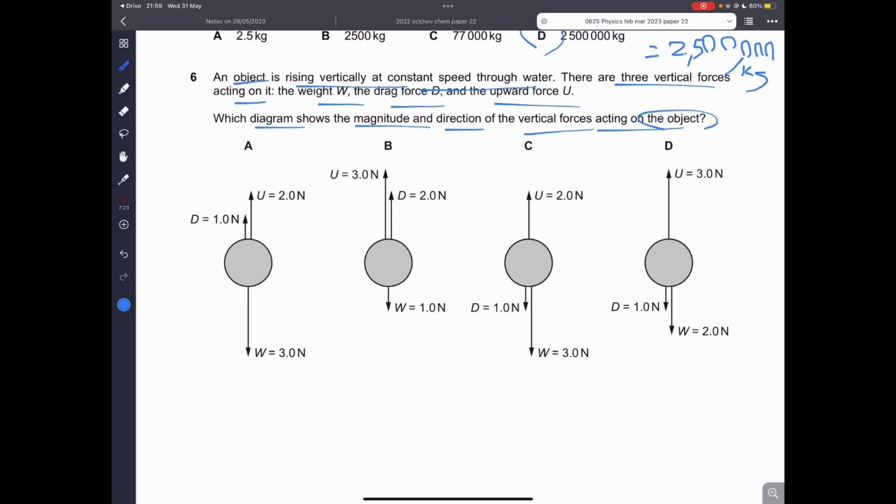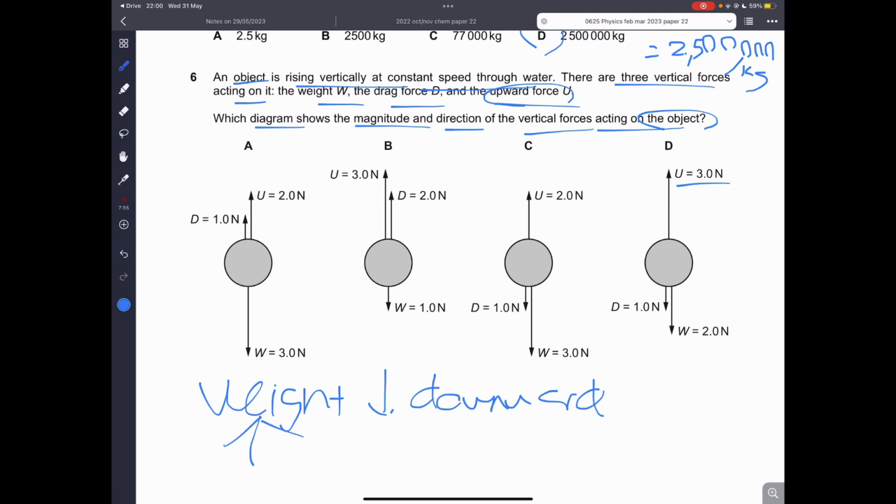Well, here we can see that the weight has to be always downward, because weight, remember, always acts downward, and the drag is going to act opposite of the upward force. And then the upward force is going to obviously act upwards, and therefore D looks like the right answer.